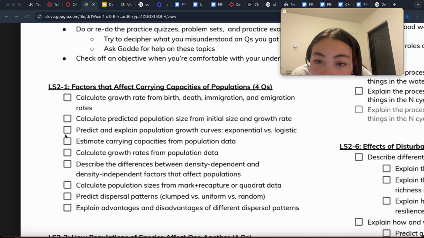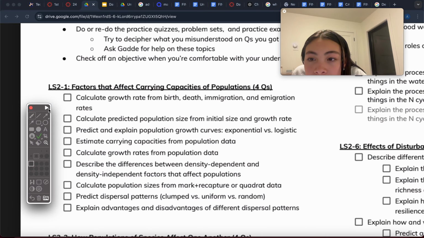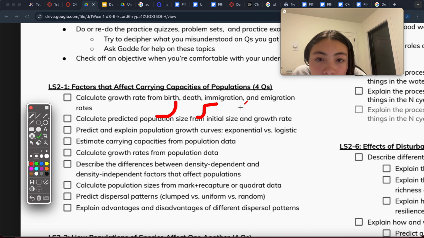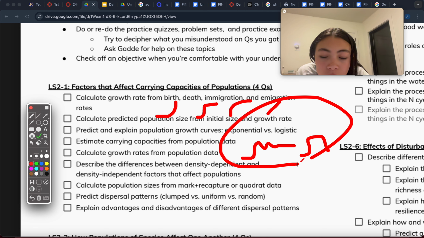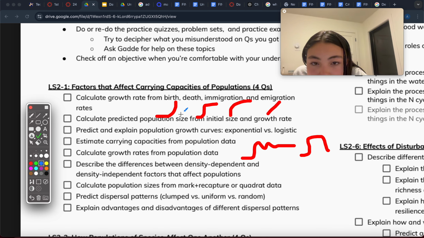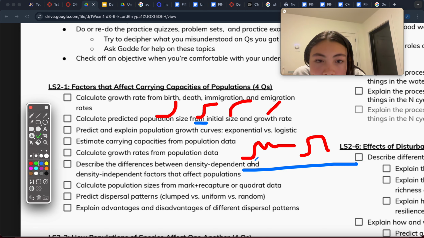Okay. Predict and explain population growth curves. Okay, so for those, this is an exponential curve. This is a logistical curve. And then this is a logarithmic curve, and this is a linear curve. And there's also the boom and bust, which is like logistic, and then there's also this one where it evens out. And hold on, the boom and bust, okay. These two are logistical. Those two are logistical.